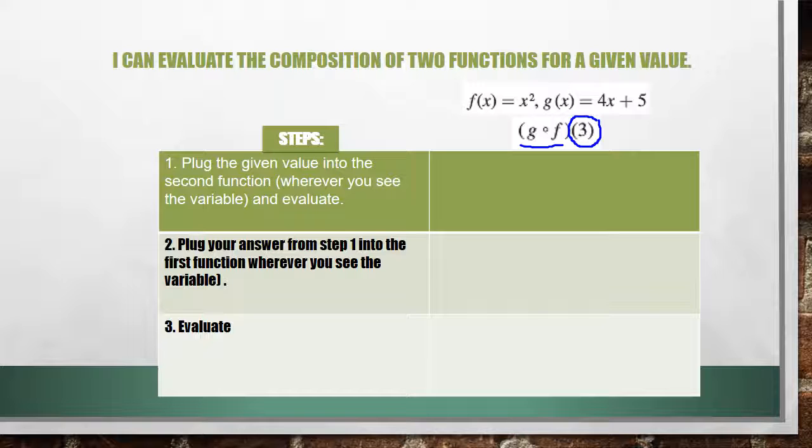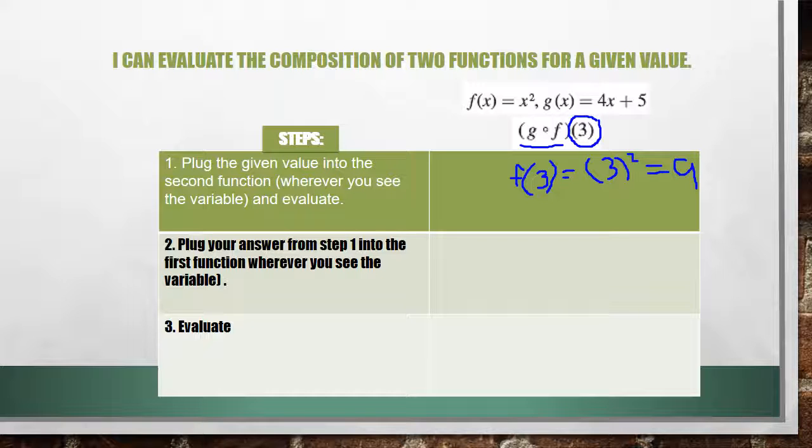So my steps say to plug the given value into the second function. So I'm going to first find f of 3. I'm going to take 3 and plug it into my f function, wherever I see an x. So I like to remember to put parentheses. So I'm going to put 3 squared, and 3 squared equals 3 times 3, which is 9. So that means f of 3 is 9.